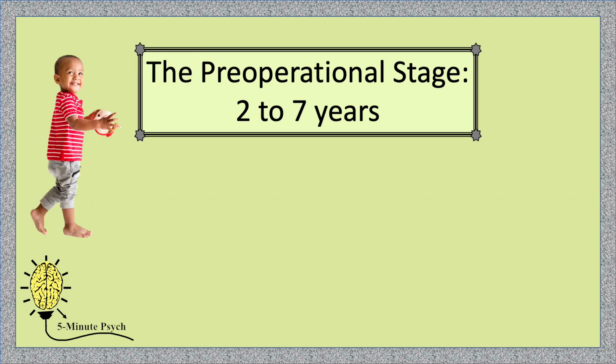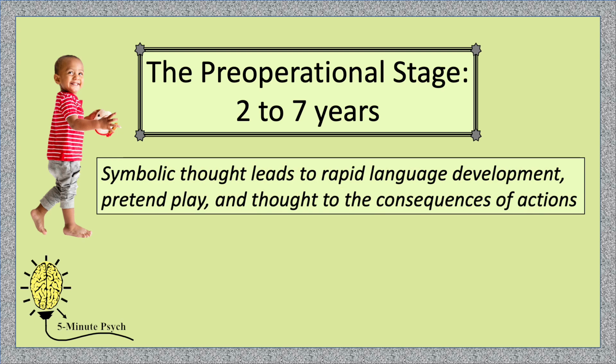The next stage, the preoperational stage, lasts from 2 to about 7 years of age, and this stage is where language really takes off. This ease with symbolic thought allows the child to engage in pretend play and also to think about the consequences of their actions. But they still show some errors in thinking.